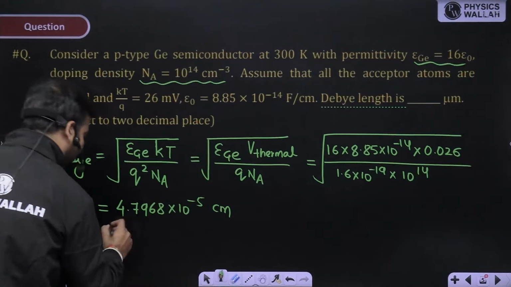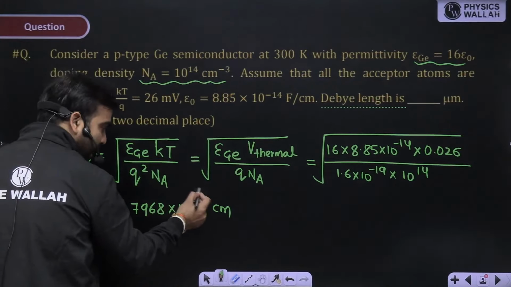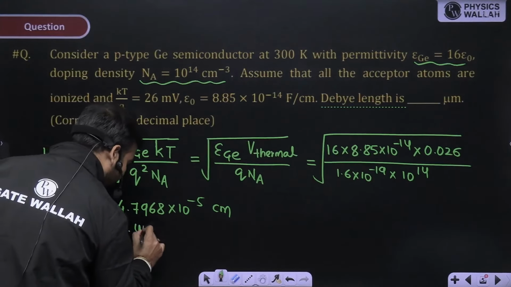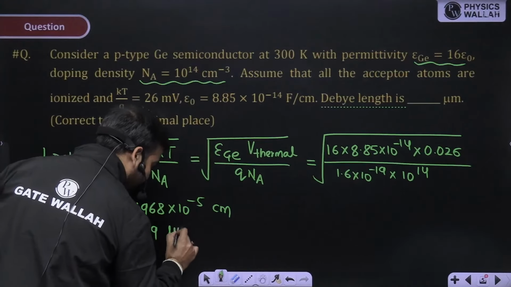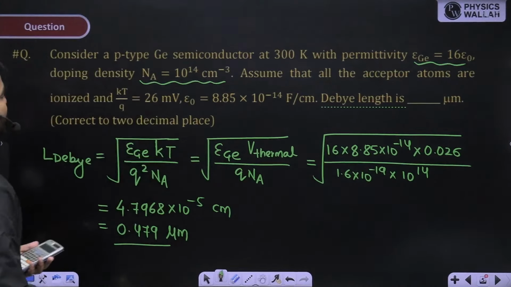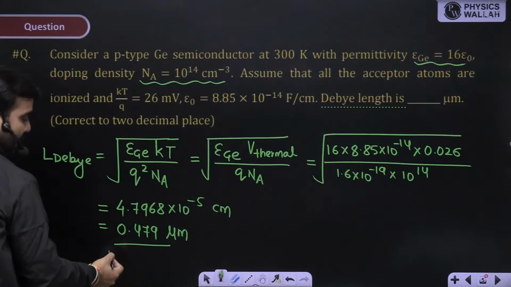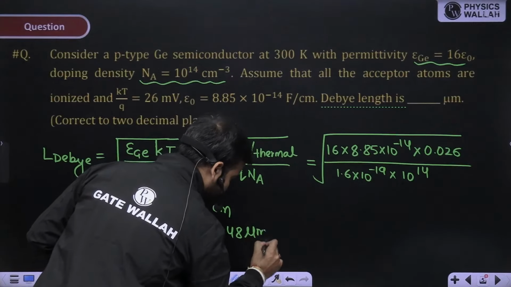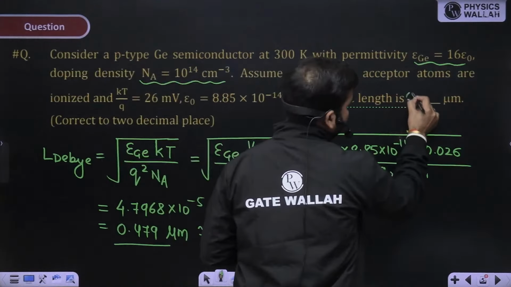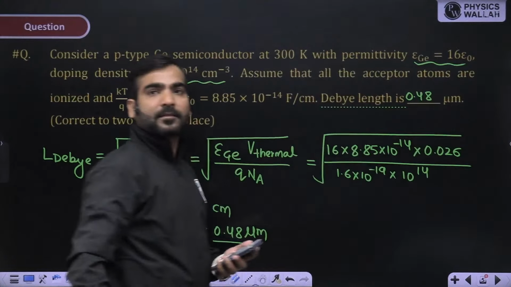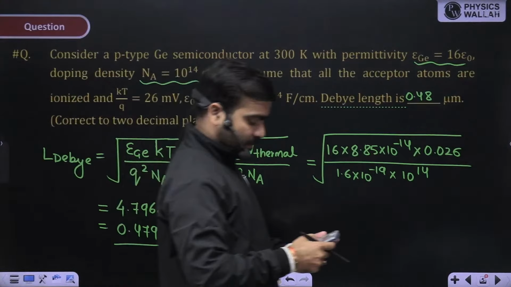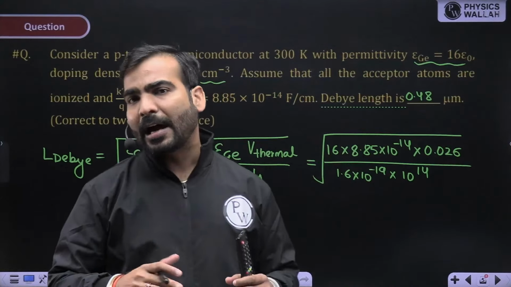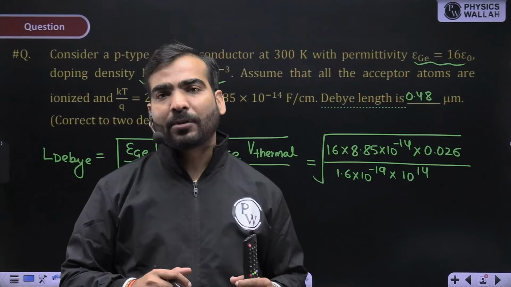Now convert it into micrometer. 10 to the power of minus 4 centimeter is a micrometer. So we can write 0.479 micrometer. In the question, we want the answer correct to 2 decimal places, so it will be 0.48 micrometer. So the answer is 0.48, you can write 0.48 as the answer. This is the answer for the Debye length. Debye length is the characteristic length up to which the screening effect of the electric field is present.